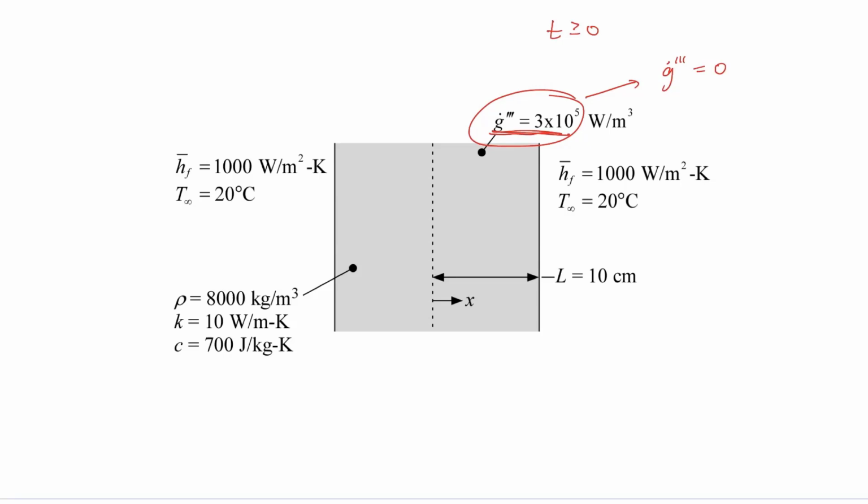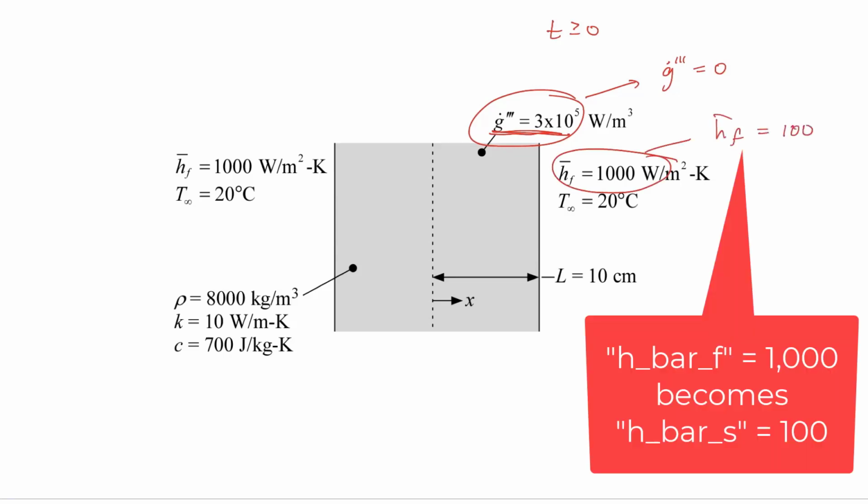It has a steady state temperature profile due to the thermal generation. And now we're changing the conditions. We also, for this example, are going to say that when this turns off, h bar f goes to 100 instead of 1,000. That's true of both sides here. So this current lead is going from having a steady state temperature profile to then wanting to come into equilibrium with its surroundings because nothing's happening anymore.